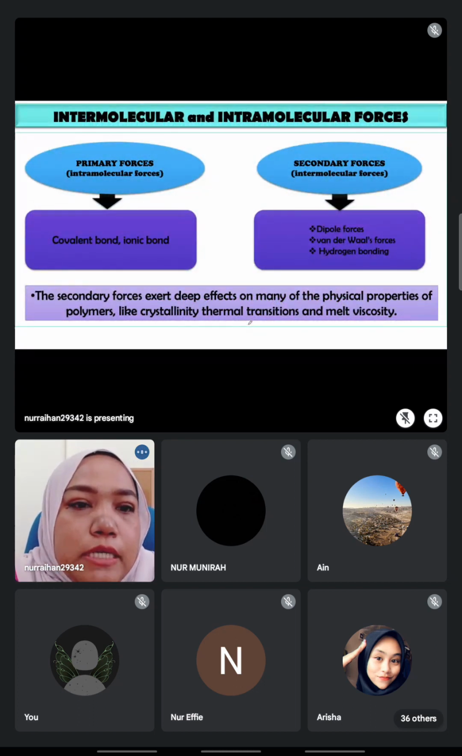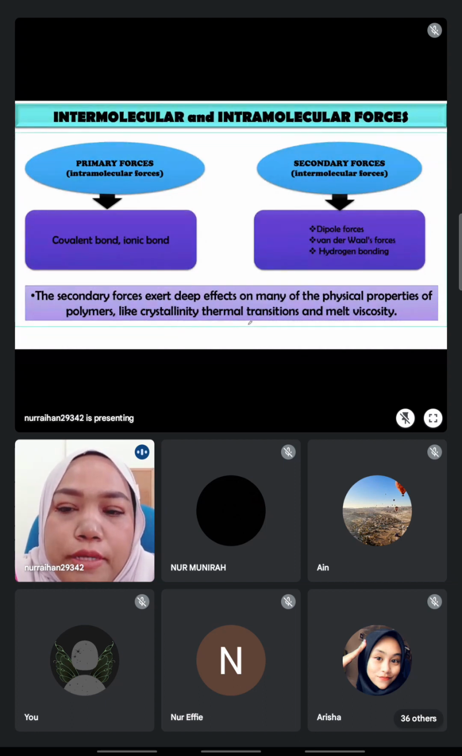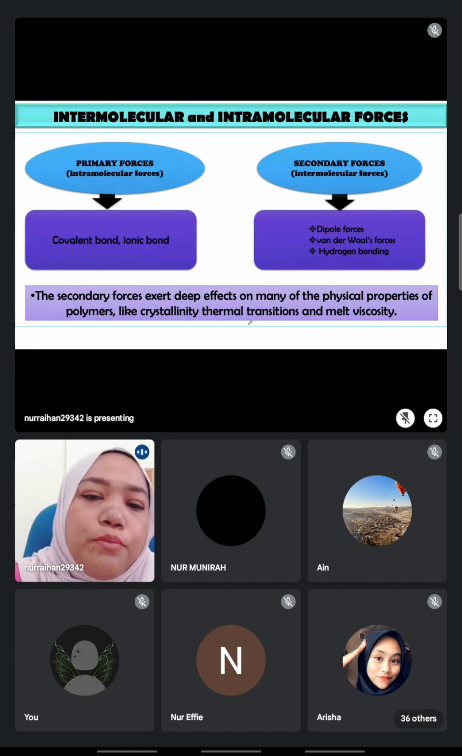Okay, so in primary forces, we have the covalent bond and ionic bonding. Meanwhile, in the secondary forces, you have the dipole forces and van der Waals. And last one, we have the hydrogen bonding.